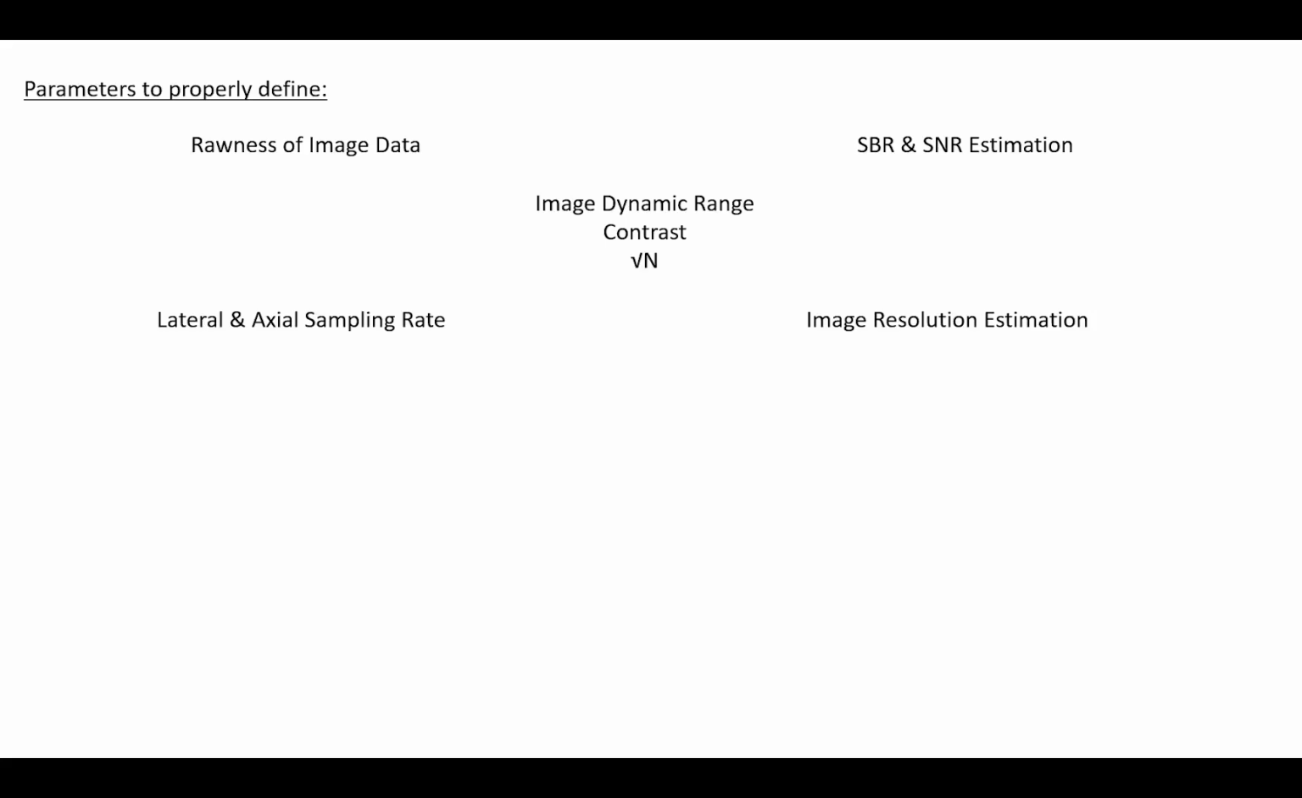Then image dynamic range, contrast, and the square root of the maximum photon detected are values of interest about the properties of an image. Lateral and axial sampling rate are values deductible from the image calibration and are of importance to determine if Shannon-Nyquist criteria has been met, for example. And then image resolution estimation will allow us to automatically assess the level of details we can expect from an image.